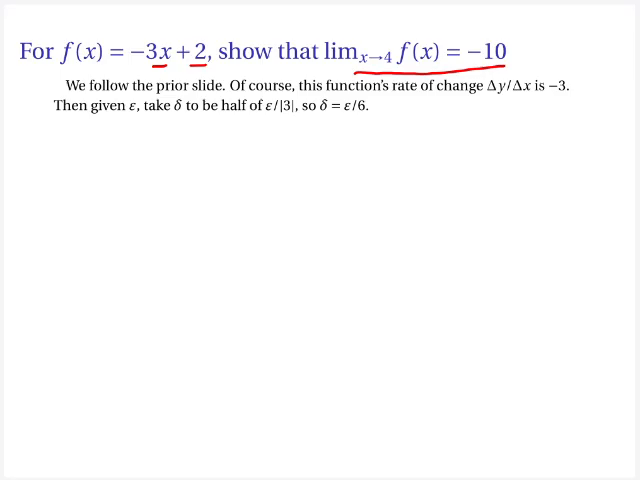Of course, the function's rate of change, the slope, is minus 3. So given epsilon, I'm going to take delta to be half of epsilon over the absolute value of minus 3. So epsilon over 6.